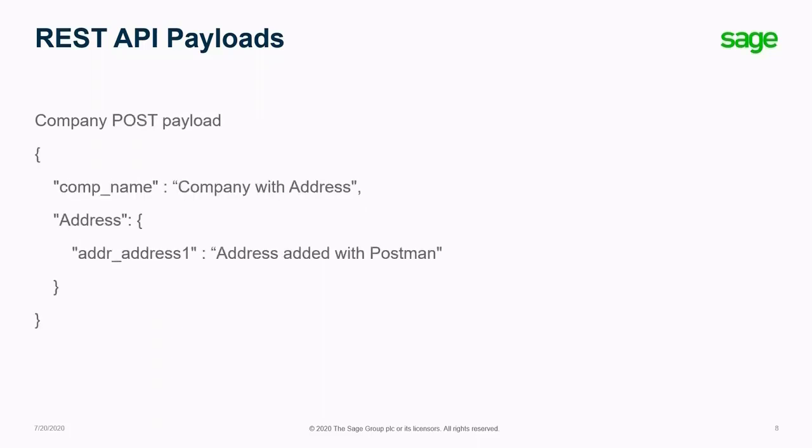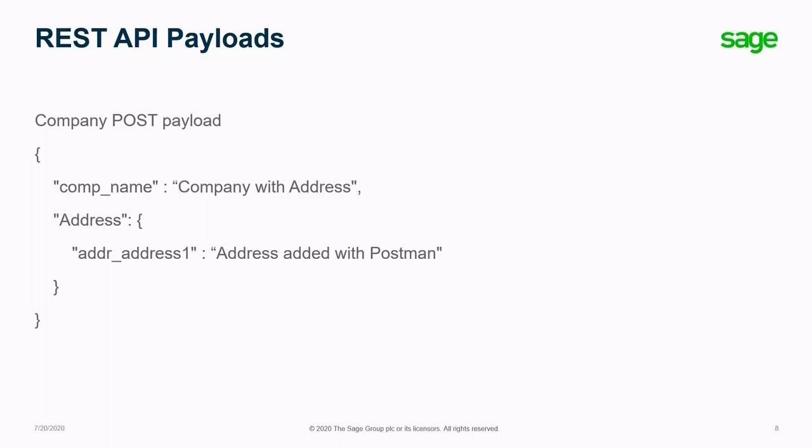The next example I have here is called a POST payload. When we use something like POST, we can actually send data to the server to add something. So if I want to add a new company, this is how I would add it. Something to note about the REST API is that you will always need to complete a field that is mandatory in CRM, also in the REST API. So if the field company name is mandatory in CRM, it will also be mandatory in the REST API. If the address line, address 1, is mandatory in CRM, so will it be in the REST API. So this is something to note.